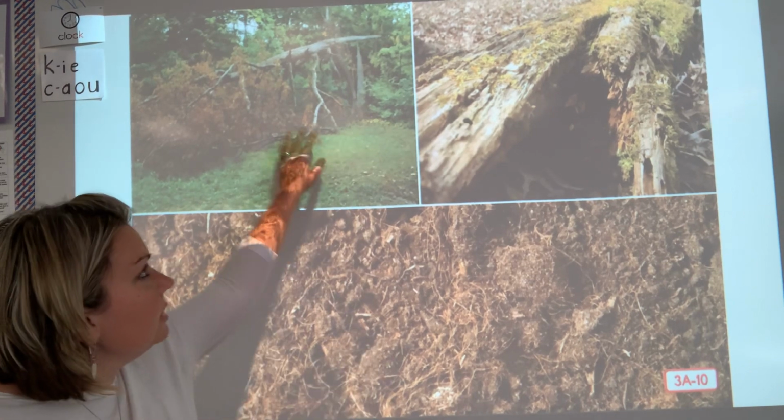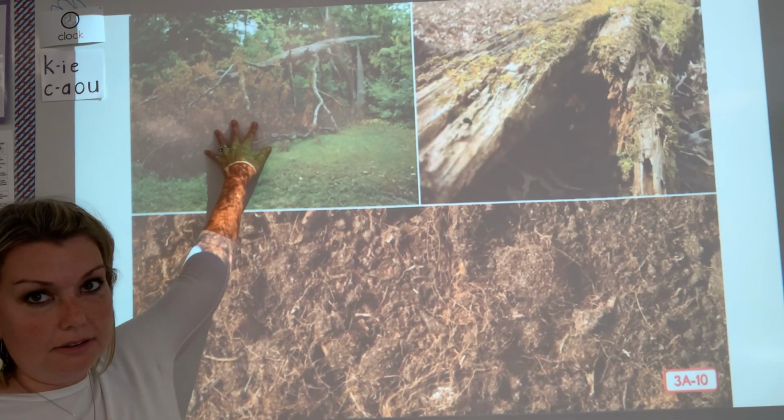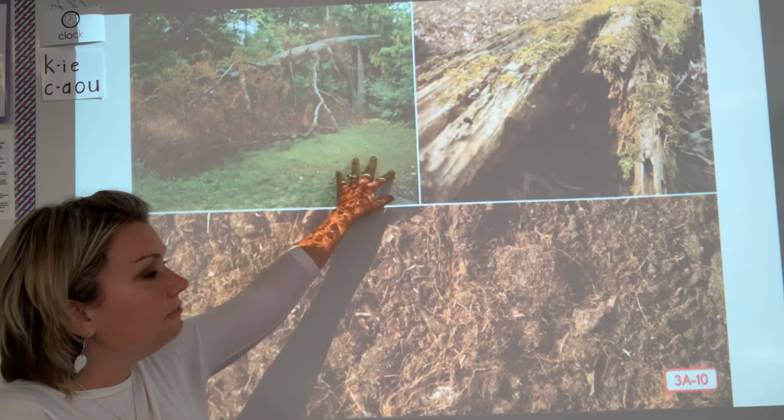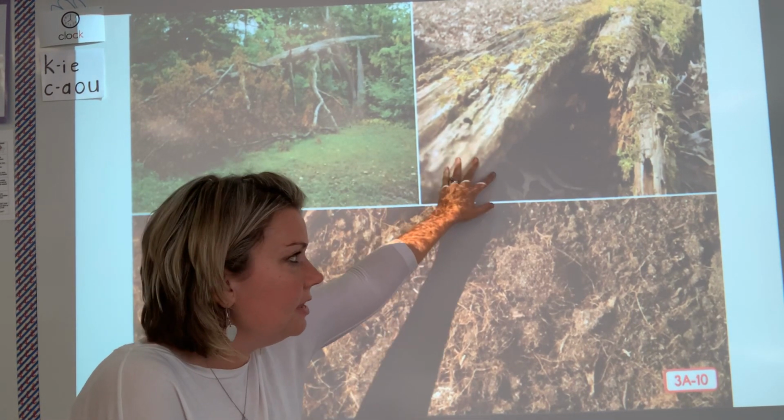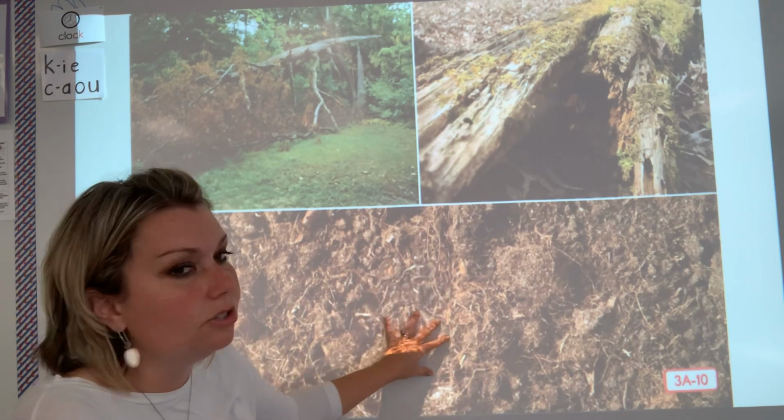So here is where an oak tree has fallen. Then a few years later, this is just the trunk of the tree. And then a few years later, it just turns to soil.